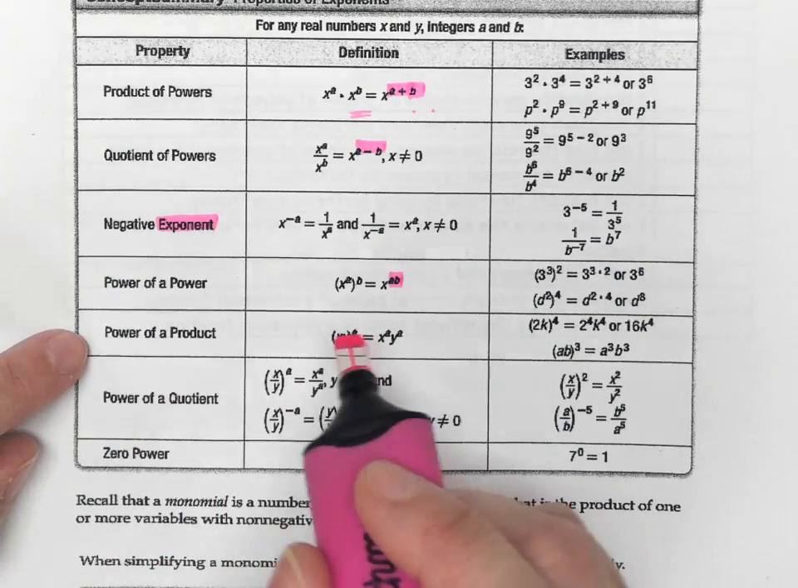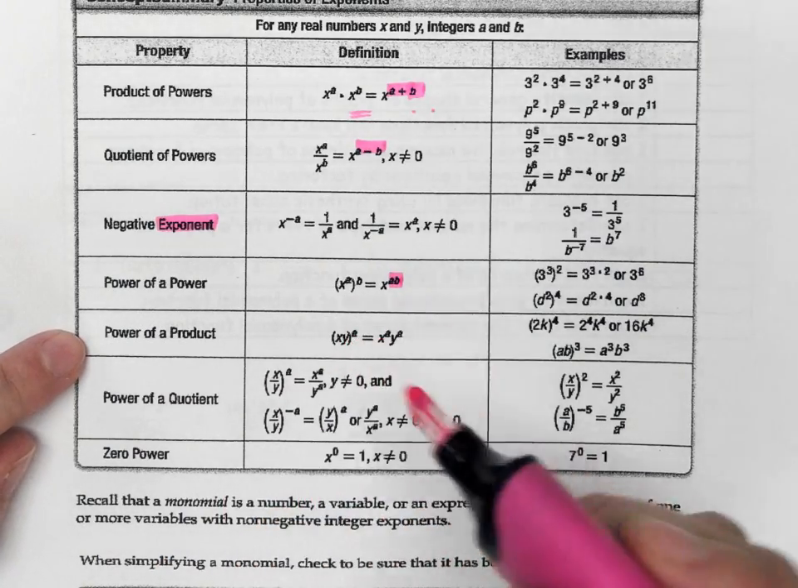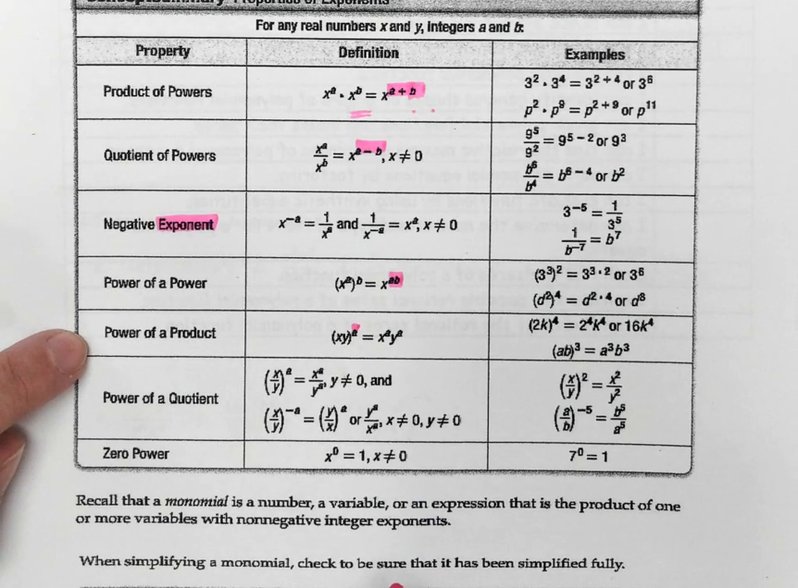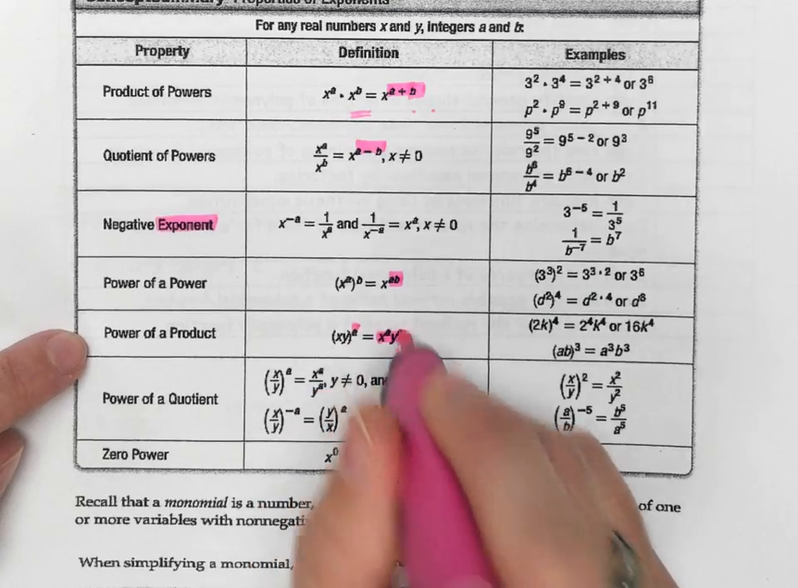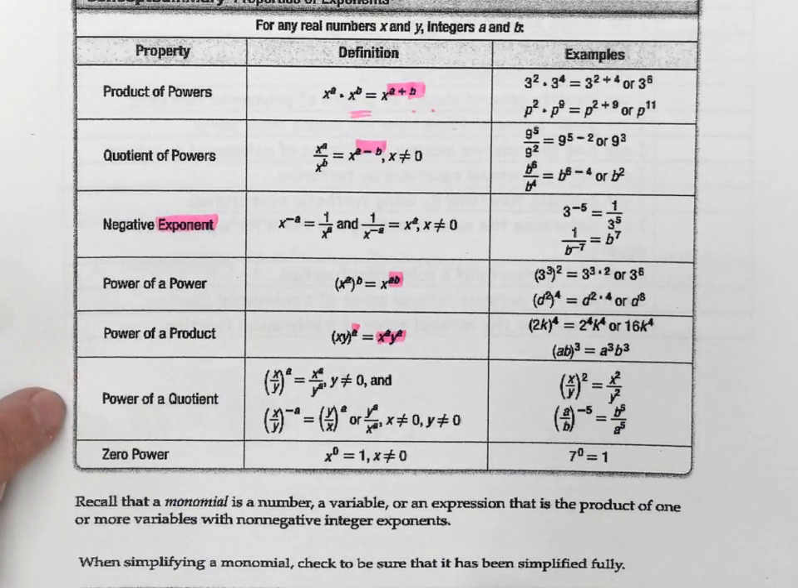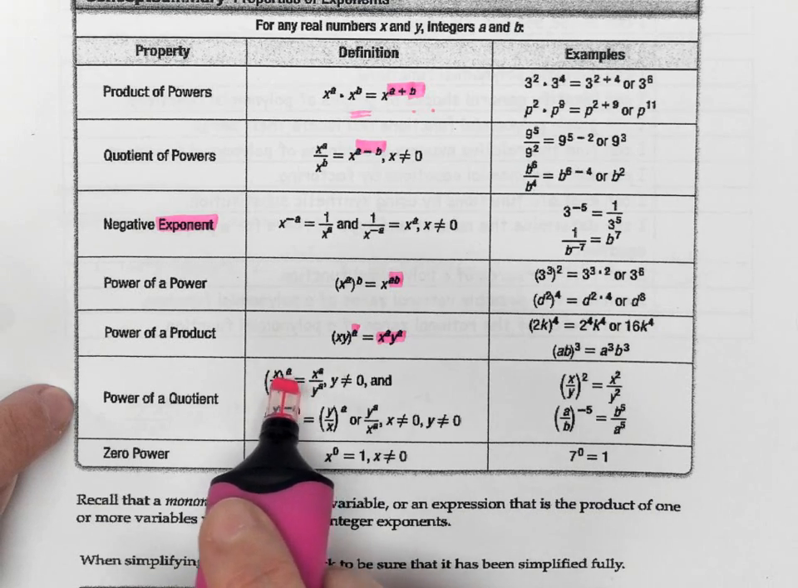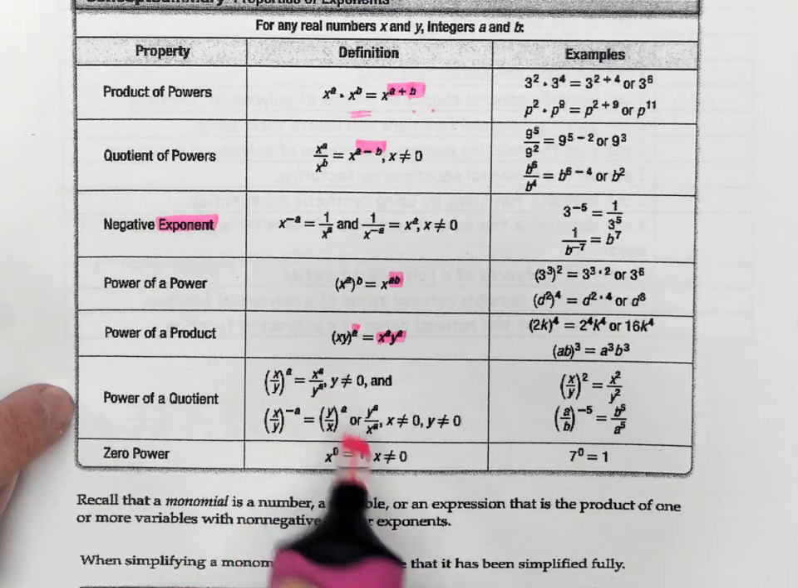Power of a product. This means that everything in here is to the A power. So instead of xy, you can put x to the A and y to the A. And then, power of a quotient, same thing. This tells you that everything inside there is to the A power.